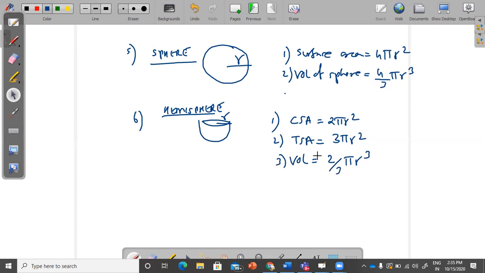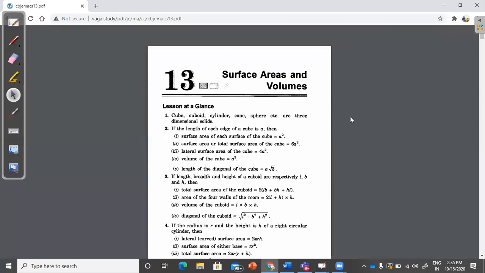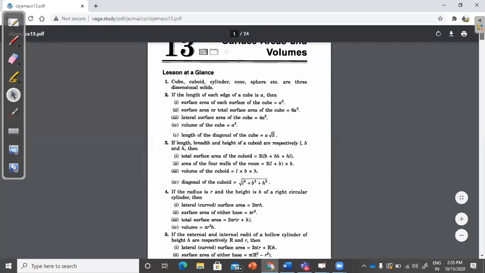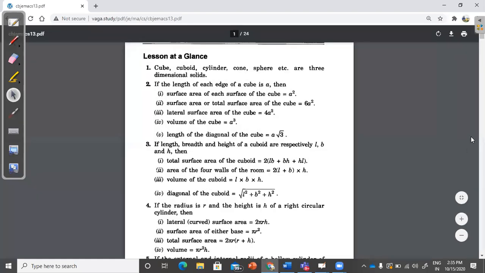So these are the 6 figures that we have to do. Of course, frustum of cone was there, but the third exercise stands cancelled, so I'm not discussing the formulas for those. The 6 figures which you've done in class 9 are now going to be repeated in class 10. So we are going to go straight to the questions. This is our chapter 13. Let me go to the first exercise.